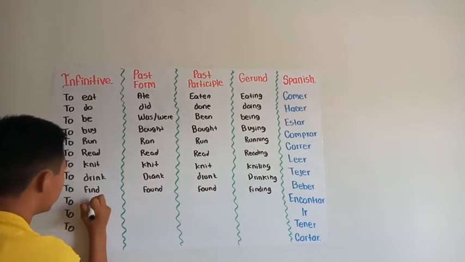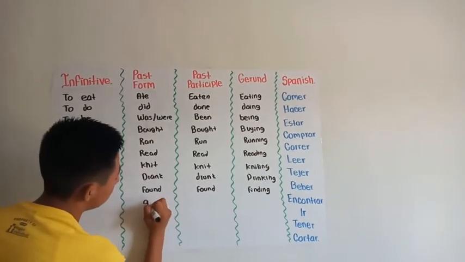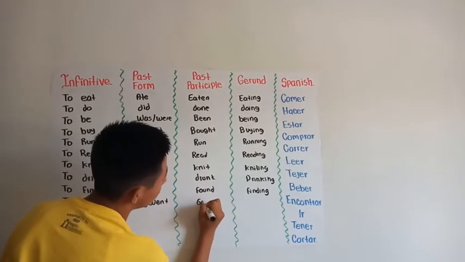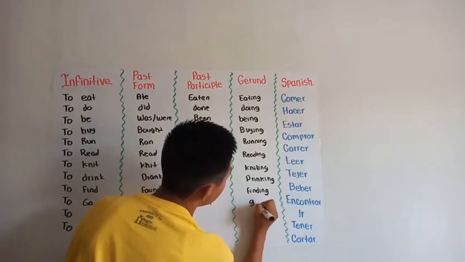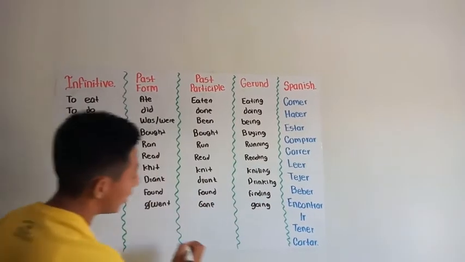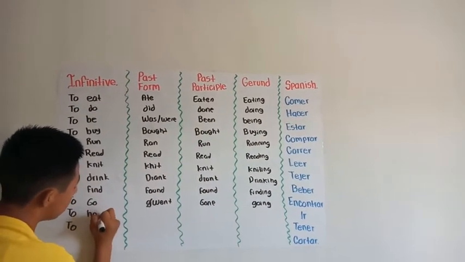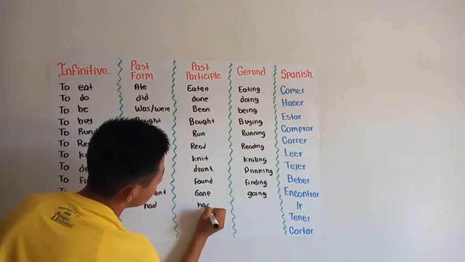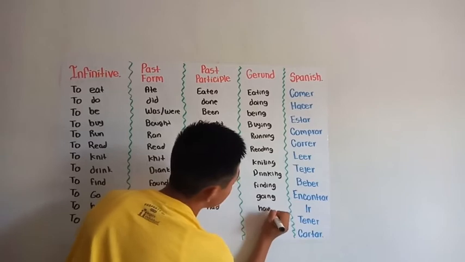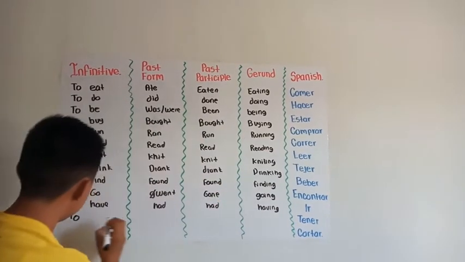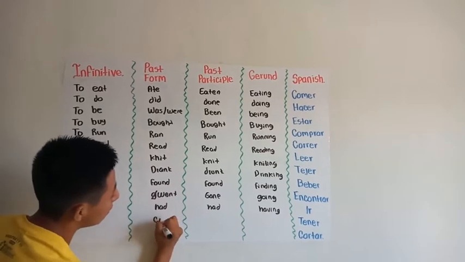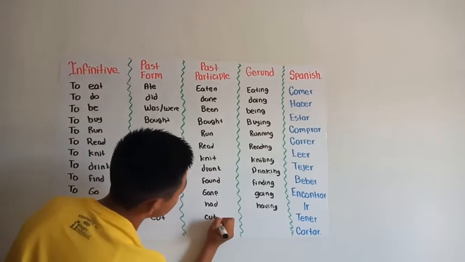Ir, to go. Went, gone, and going. Tener, to have. Had and having. And finally, cortar, to cut. It's the same in the three forms. Cut, cut, cutting.